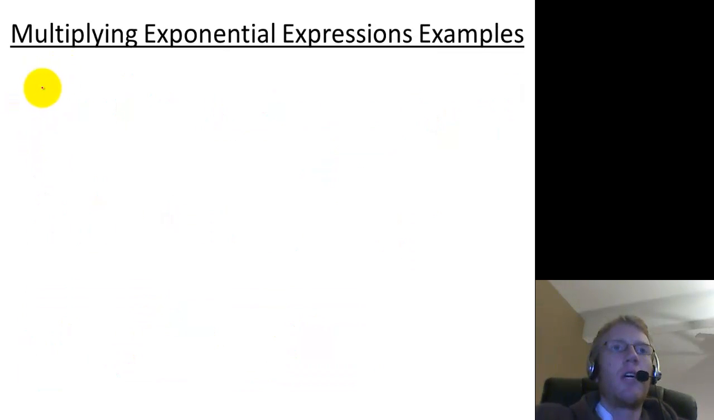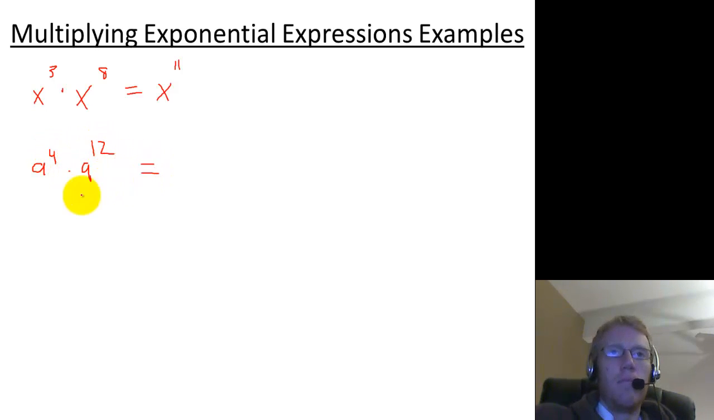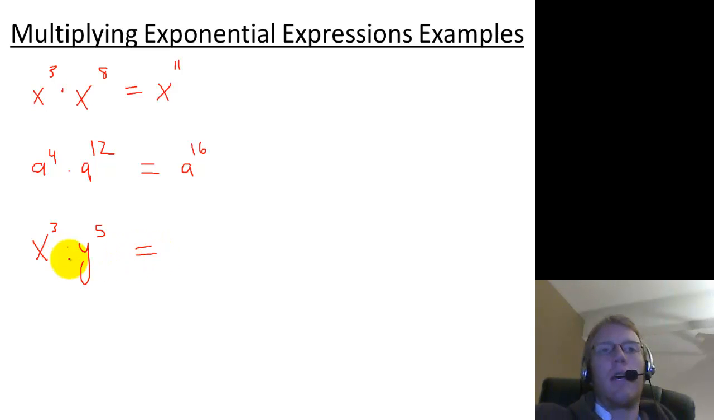Okay, let's do some examples. X cubed times x to the 8th. Okay, the bases match up, so I'm going to add the exponents, and I'm going to get x to the 11th. How about a to the 4th times a to the 12th? The bases match up, so I'm going to add the exponents, and I'm going to get a to the 16th. How about x to the 3rd times y to the 5th? Okay, here the bases do not match up. Here I have x, here I have y, so I can't combine these. It's already in simplest form. There's no way you can reduce this.